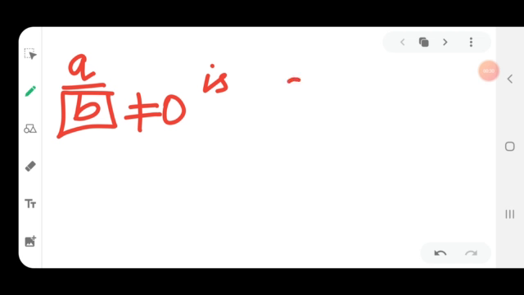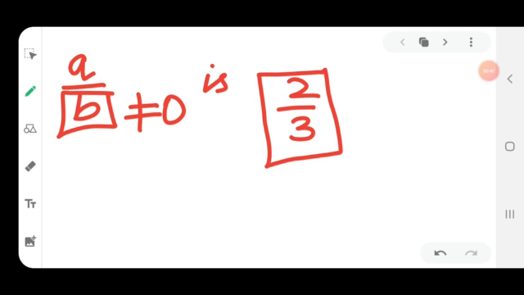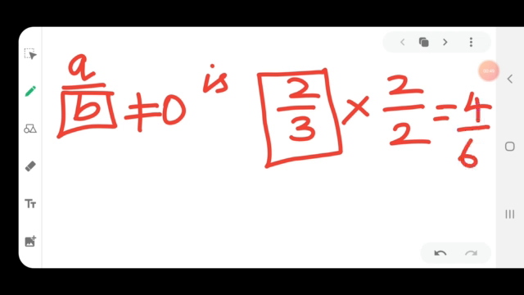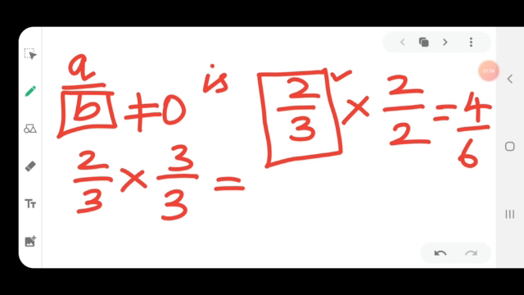For example, if you take 2 by 3, we can obtain an equivalent rational number of 2 by 3 by multiplying the numerator and denominator with the same non-zero integer. For example, we can take 2, so 2 2s are 4, 3 2s are 6. So 4 by 6 is an equivalent rational number of 2 by 3. In the same way, we can obtain many equivalent rational numbers of 2 by 3. If you take 3, we get 2 3s are 6, 3 3s are 9. So this is also one equivalent rational number of 2 by 3.